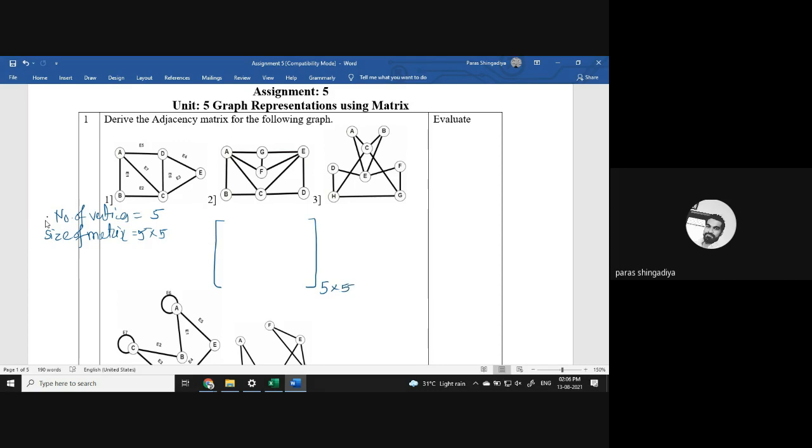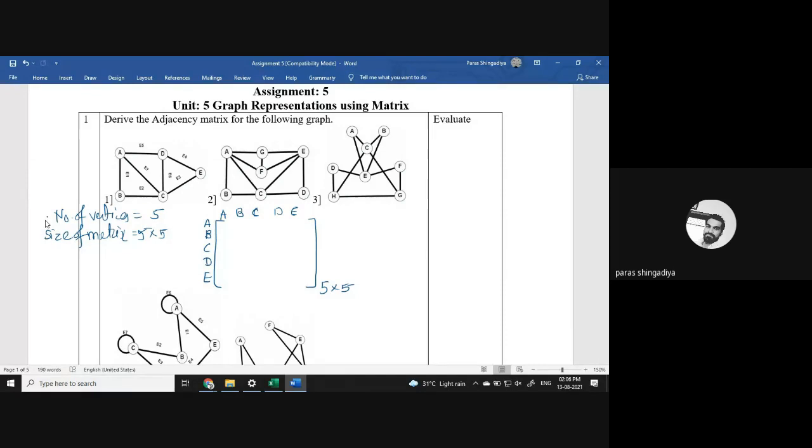And then consider the notations for the rows for the 5 vertices. And here you can also put the vertex notation. That is not compulsory to put here. That is for our reference. Now let's put the entries of the matrix as 1 and 0. So in the first row, we check the relation of A with all the vertices.